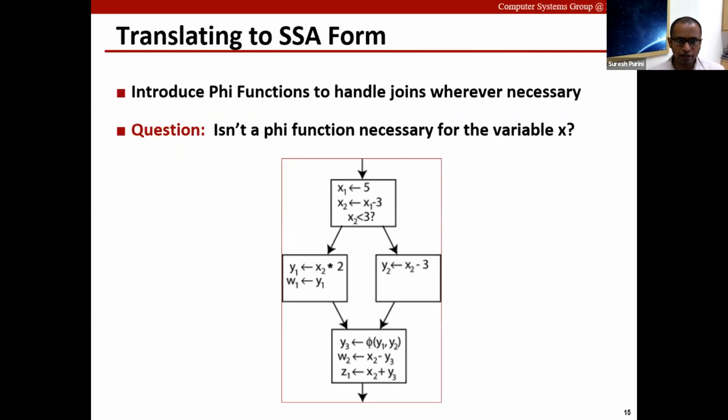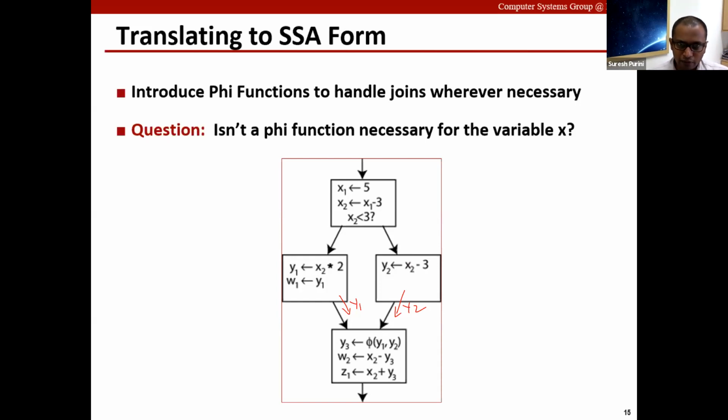So how do we resolve it? The way we resolve it is by introducing what is called a phi function. The phi function takes two parameters: the definition y1 that is coming along this path, and the definition y2 that is coming along this path. These two parameters are taken as input by the phi function.